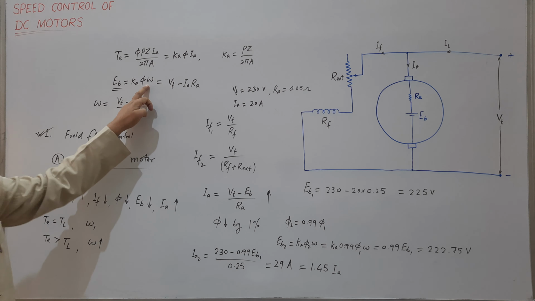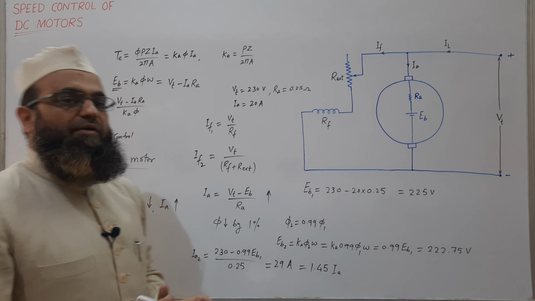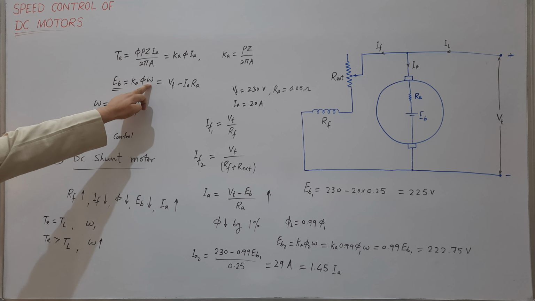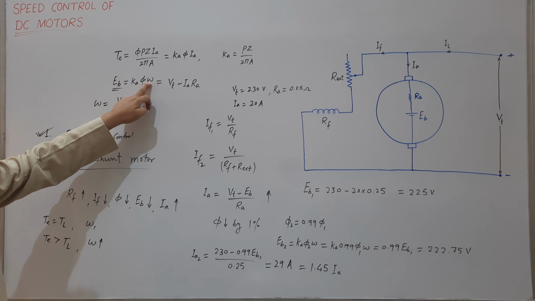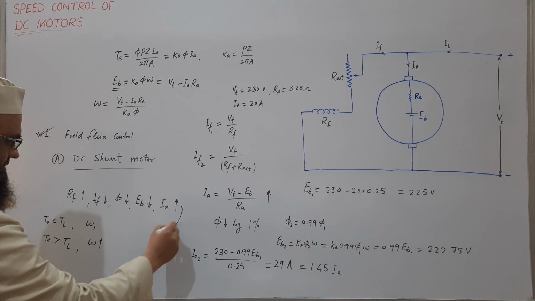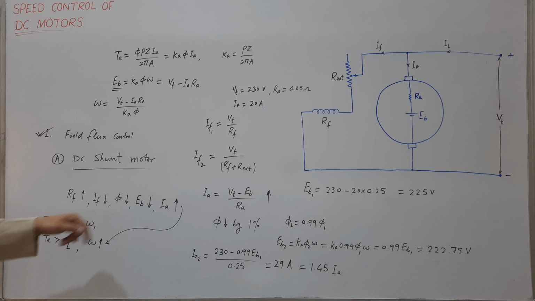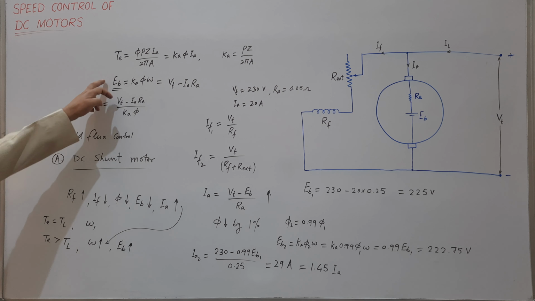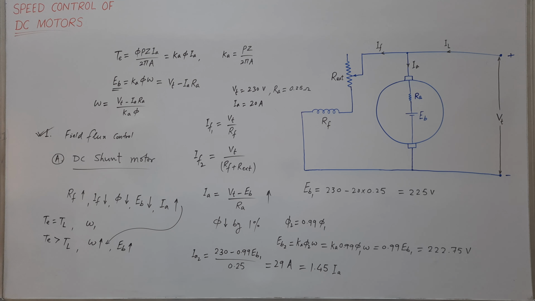Now, the speed has started increasing. We are talking about the transient period. Once omega starts increasing, EB will start increasing. After this, TE becomes higher than TL because TE increases. Then omega increases. Then what happens? When omega increases, EB starts increasing with increasing omega.